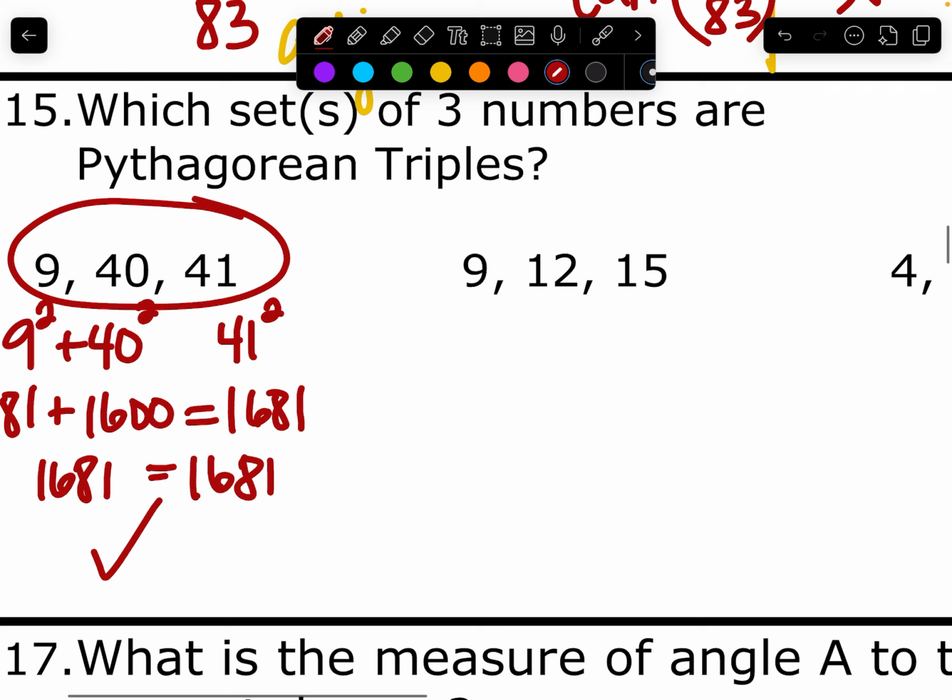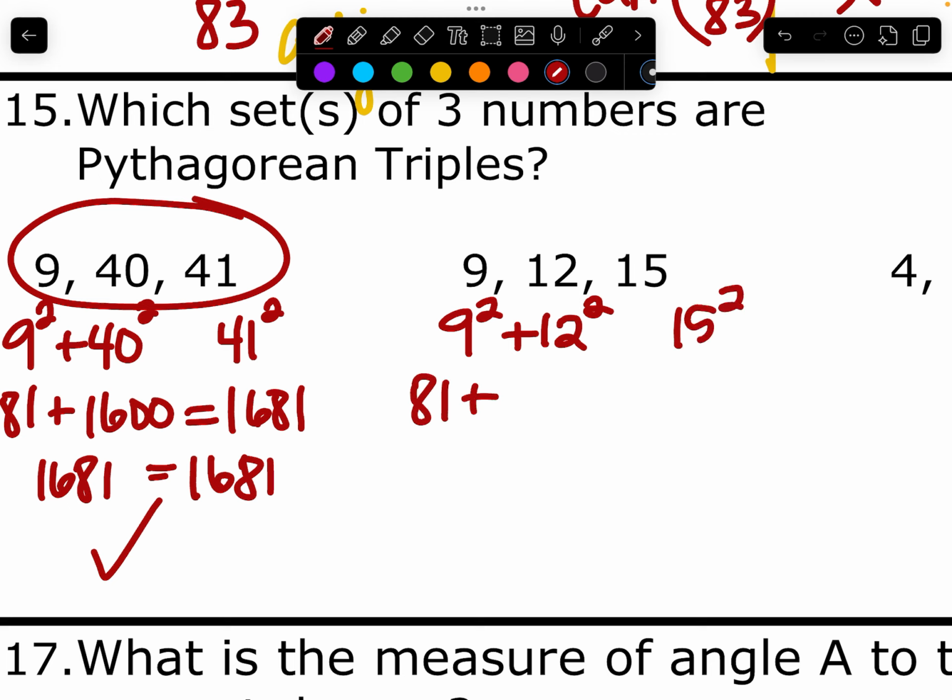Same number, but next set of numbers. We got 9 squared, 12 squared, and then 15 squared. I don't know if they're equal yet. So we got 81 for 9 squared, 144 for 12 squared, and then 225 for 15 squared. Now when we add the 81 and the 144, that's going to give us 225, which is equal to 225. So this one's good as well.